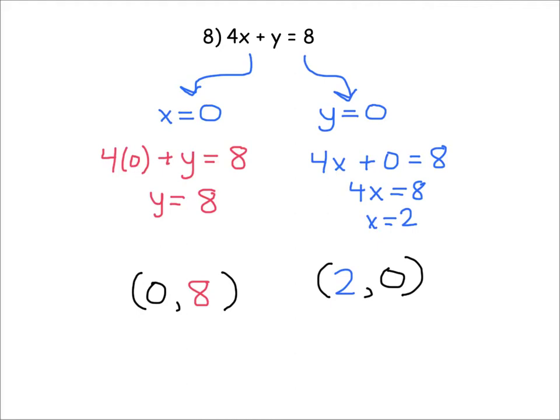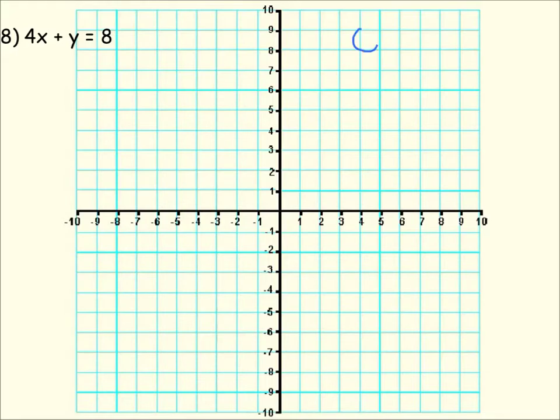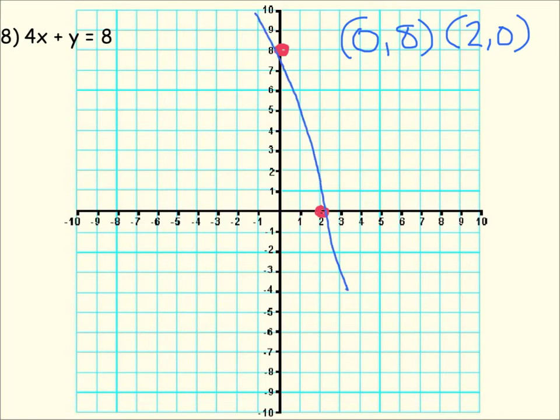So these are now your ordered pairs that you're going to take and put on your graph. We're going to make sure that we write them on our graph. And then we're going to plot them. So 0, 8 was on our y-axis, and 2, 0 is on the x-axis. And then we're going to draw our straight line as straight as Miss Linder can do, because I don't have a ruler. And we have now graphed our standard formula.